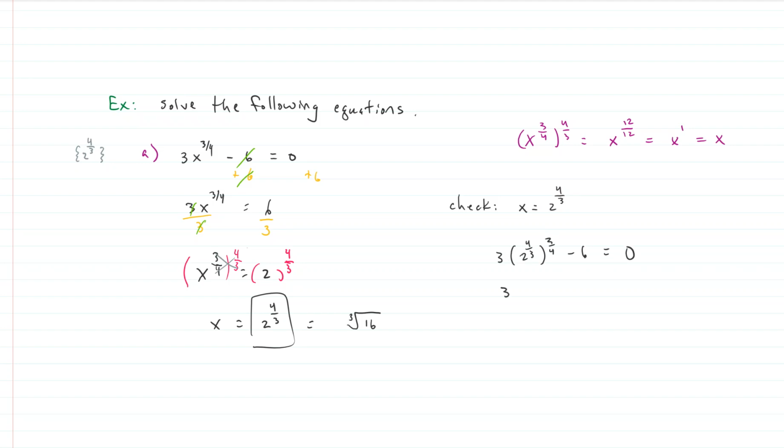We notice that we have some canceling with the powers there, and we just get 2. So we get 3 times 2 minus 6 equals 0. 6 minus 6 equals 0. 0 equals 0. There we go. We just verified that that was an actual solution, so we're good to go. 2 to the 4/3 is a valid solution to this problem.